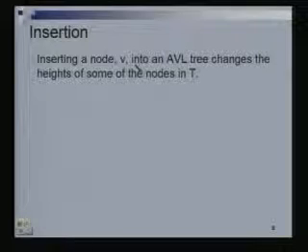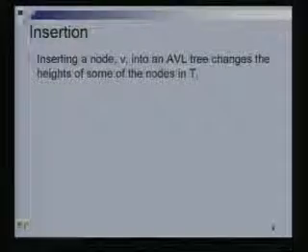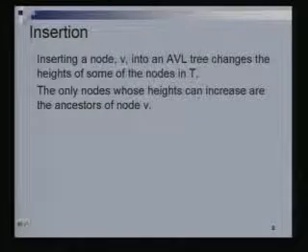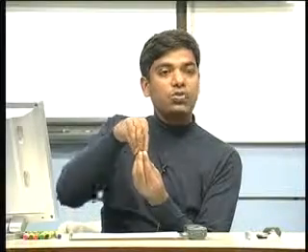So if as a consequence of this insertion it does not remain an AVL tree, then that is because the height balance property is violated. And what are the nodes whose heights could change as a result of this insertion, right? Recall we defined the height of a node as the height of the subtree rooted at that node. So this is this large tree and somewhere below there I insert a particular node. So which are the nodes whose heights could change?